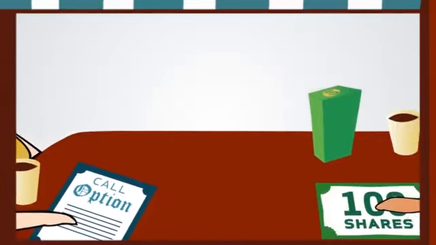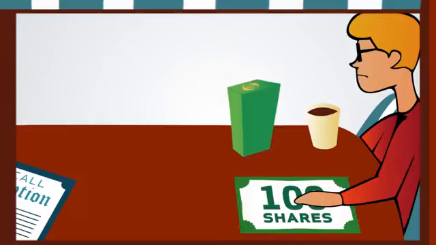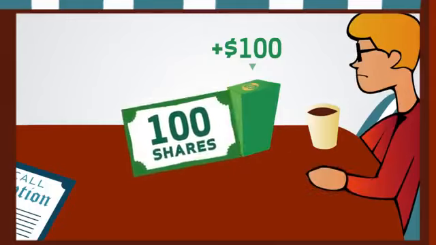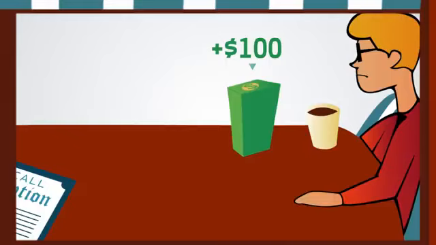While the buyer's investment paid off, things didn't work out as well for the seller. Although he was able to collect $100 for selling the option, he missed out on a portion of the stock's appreciation because he was obligated to sell his stock at $55 per share.